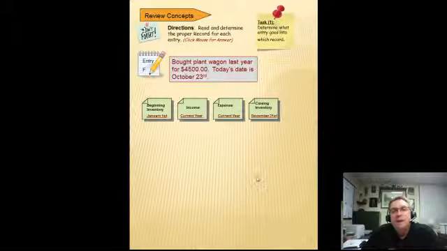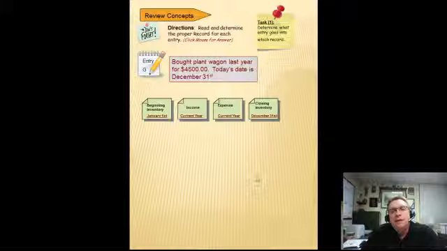You bought that wagon last year for $4,500. Today's date is October 23rd. Where would that appear? It'd still be in beginning inventory because you still own it, right? And even though it's in October, if you look on your inventory sheet, you'll still see it on your beginning inventory.